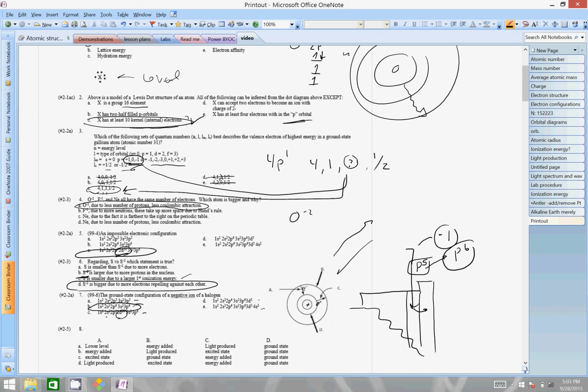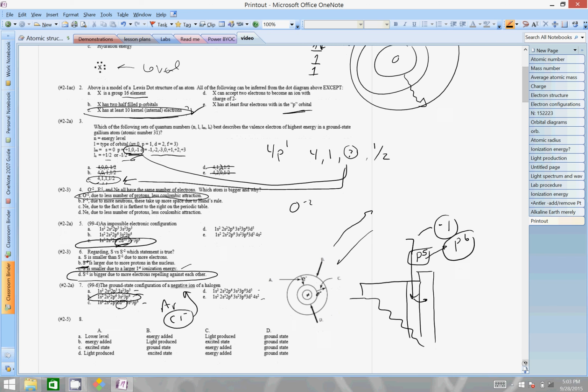You can actually tell this is the 3p6. This would be the configuration for argon, or the same thing for Cl negative, which is what they're talking about, the negative ion of the halogen. Important to try some of these on your own.